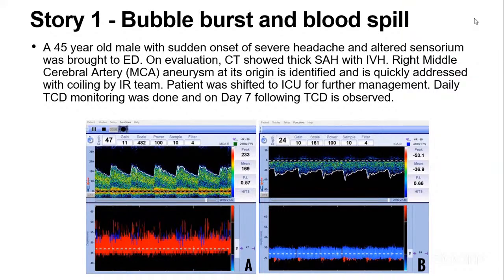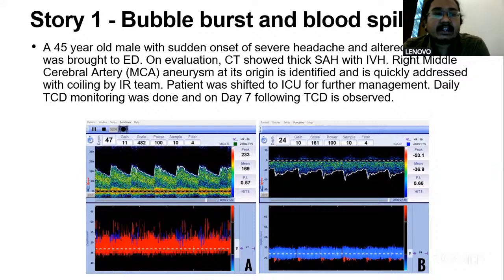While the patient is in ICU, daily TCD monitoring was done. And on day 7, the following TCD is observed. Here you can see that this image belongs to the MCA transtemporal insonation, and we can see that the mean flow velocities are 169. In the image next to it, we have a submandibular insonation and we are getting mean flow velocities of 36.9.